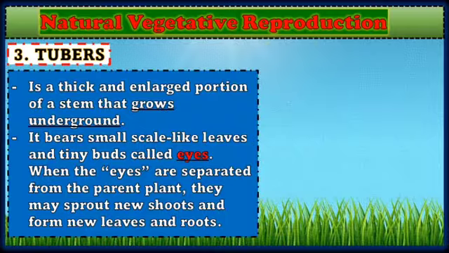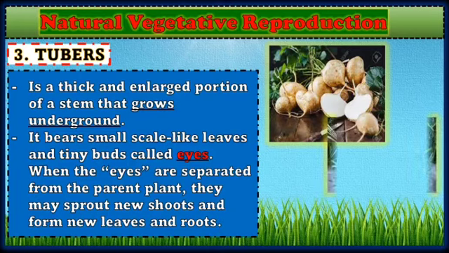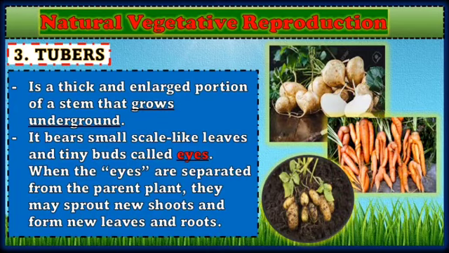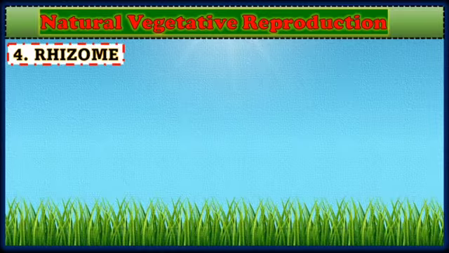So, what are the examples of tubers? So, we have turnips, we have carrots, we have potatoes. And we can also have sweet potatoes also, yung kamote. Pwede rin yun. Next, we have rhizomes.